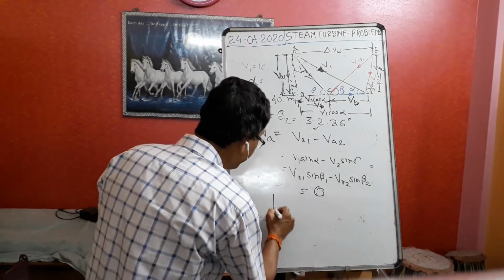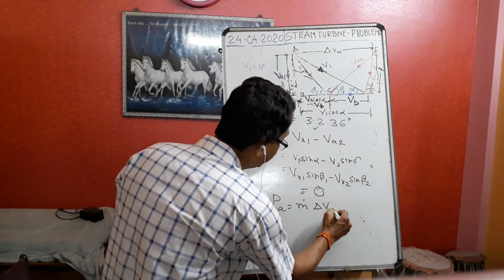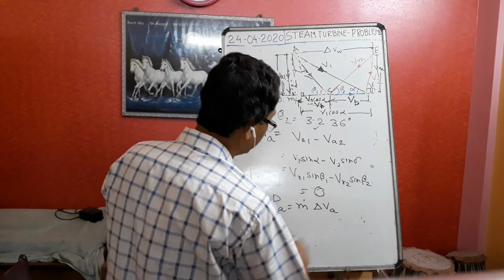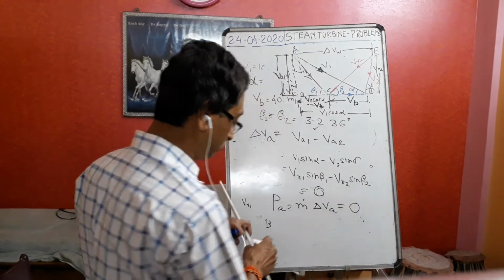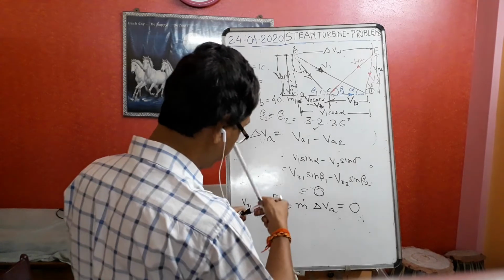Then what is the PA? PA is equal to m dot into del VA, which is 0. There is no axial force. Then what is the resultant?